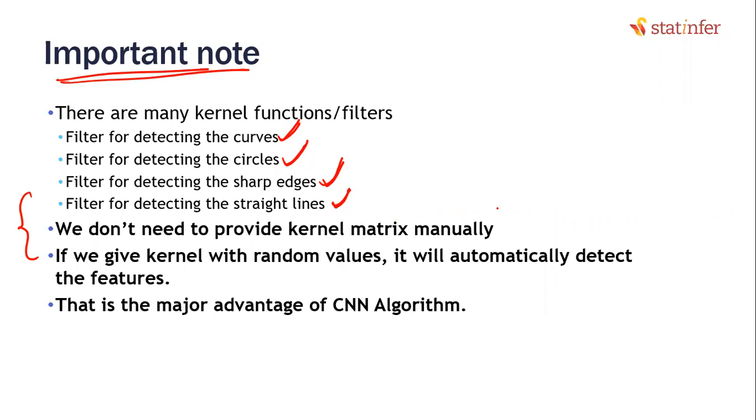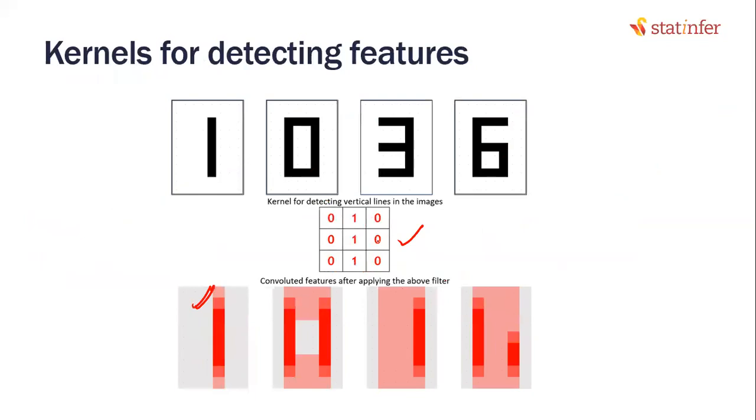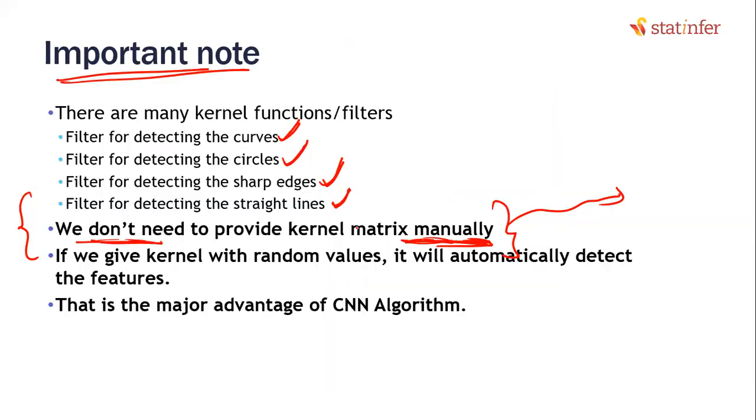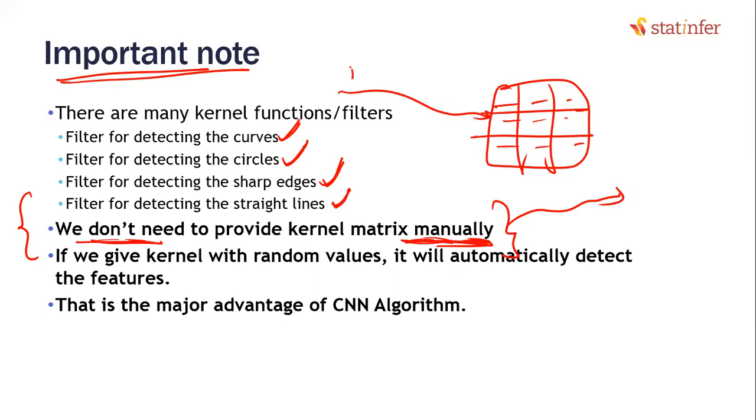We don't need to provide kernel matrix values manually. We don't need to put the filter values. It is humanly impossible to think about what the features in an image are and what matrix will detect which features. All you need to do is initialize with some random weights, based on the input data. These features will be learnt over time, while we are training. That is what the CNN algorithm does automatically.